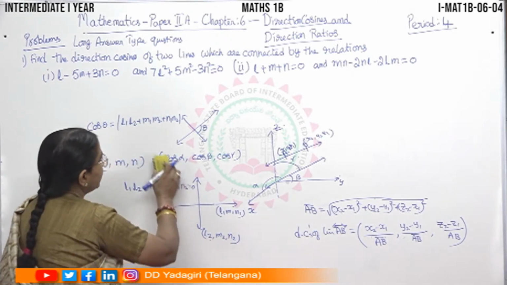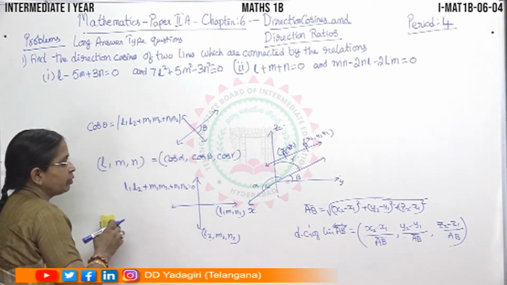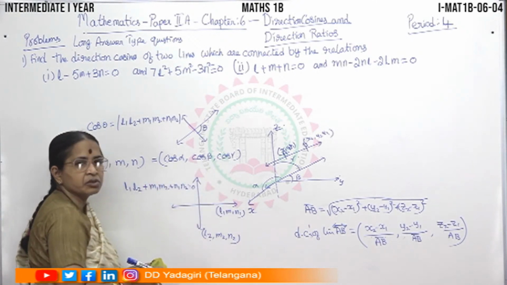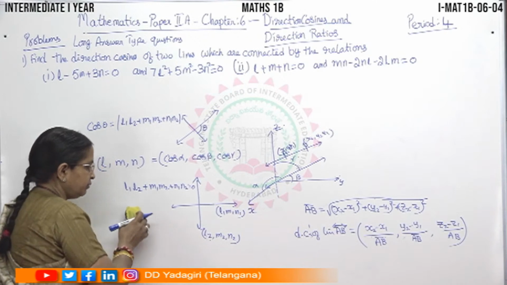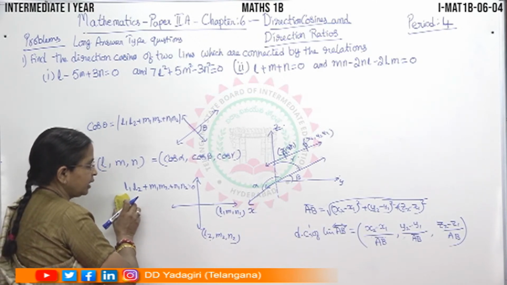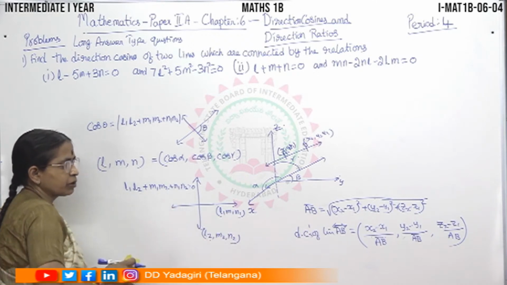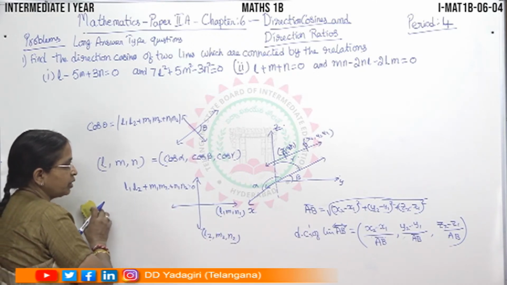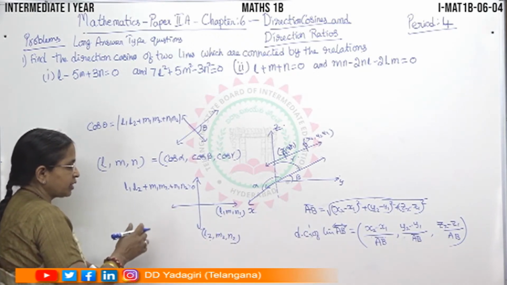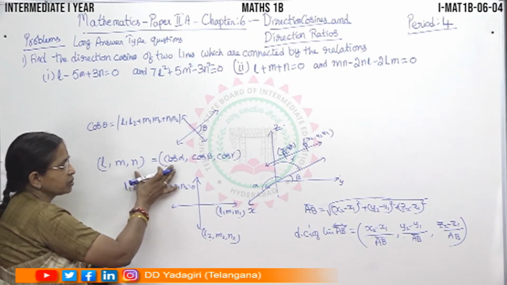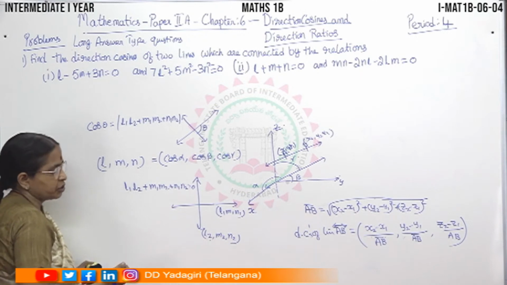And then angle between them is given by this formula. And if the lines are parallel, then their direction cosines are equal. If the lines are perpendicular, then they satisfy this property with direction cosines. So this is about direction cosines. Now what about direction ratios? Any ratio proportional to direction cosines is direction ratios.